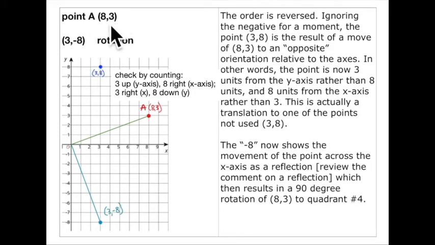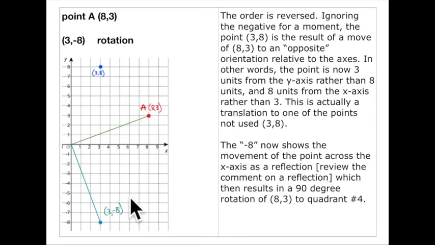So if you start with this point 8,3, point A, switch the order, so it becomes 3,8. And actually, if you didn't change any signs, you'd end up here. And then the rotation to end up in the 4th quadrant down here is really a reflection of this point. So now you change signs. Instead of going 8 units up in this direction, you're going to go 8 units down in this direction. So changing the sign moves this point to the 4th quadrant.